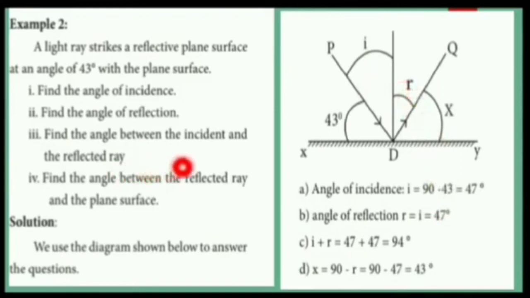Then fourth one, find the angle between the reflected ray and the plane surface. We want to find the x value. It is the right angle, so the value of the right angle is 90 degrees. So 90 minus R. The R value is 47 degrees. So 90 minus 47. What is the answer? 43 degrees. X is equal to 43 degrees.